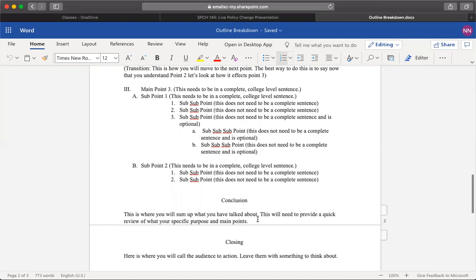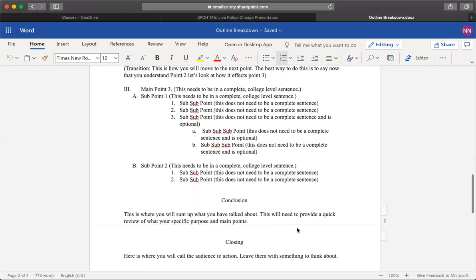That conclusion is going to be really important because that does happen. People do zone out and they kind of stop listening for a little bit. This is your chance to sum up what you've been talking about. What was so important. It's just a quick review of what your specific purpose was and what your main points were. So in here, I actually want to hear you say, today we talked about point one, point two, point three. I want you actually to tell me what those main points were.